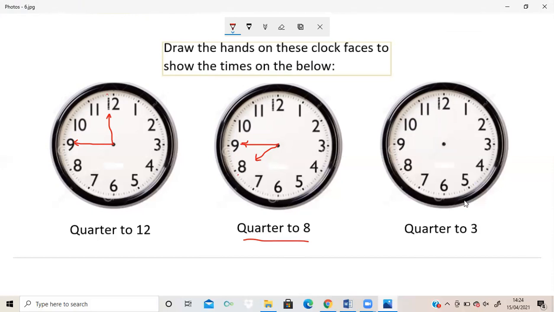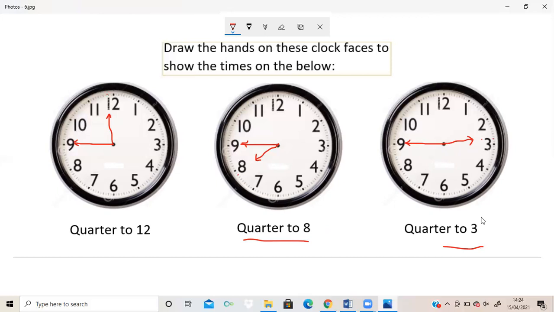The next one, same way, pause the video and you can try yourself, and then you can check your answer with me. This is 3:15. So the minute hand should be pointing at 9, like this, and the hour hand just before 3 o'clock. So here, draw a point, and then you can join the line, and it will be the hour hand. So this is the time for 2:45.